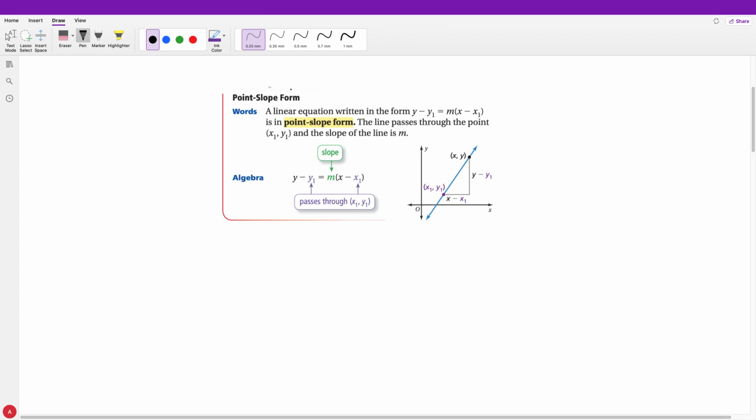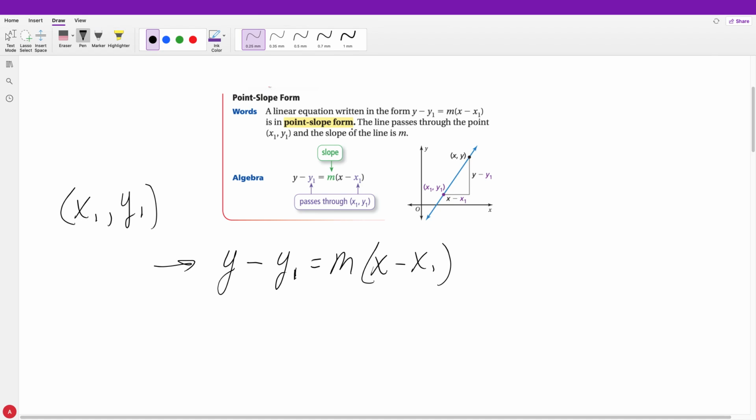A linear equation written in the form y minus y sub 1 is equal to m times x minus x sub 1 is in point-slope form. So this is our form for point-slope. And the line passes through the point. Remember, these subscripts represent an ordered pair that the line passes through. So it's passing through a point that we can label x1, y1, and it also has a slope of m. So we can solve for this very easily if we're given a point and the slope.